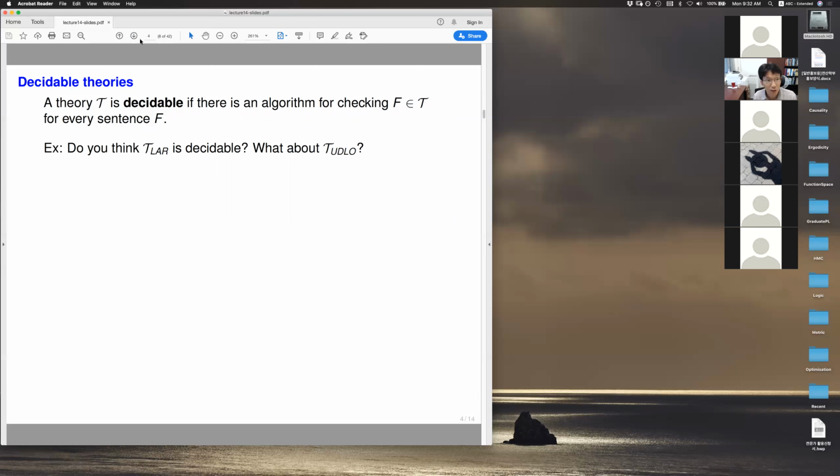And now here is a question. Maybe I will give you 30 seconds to think about it. We looked at the theory of linear arithmetic over rational numbers, and also the theory of unbounded dense linear order. The question is, do you think they are decidable or not? I don't expect you to find the right answer, but I'll give you about 30 seconds to think about it.